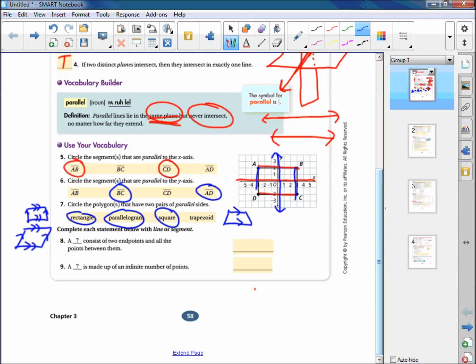Complete each statement below with line or segment. A blank consists of two endpoints and all of the points in between. Okay, so that's going to be a segment. The segment has endpoints, lines do not. So this is a segment. It has our two endpoints and all of the points in between. By the way, there's an infinite number in between. Okay, and a blank is made up of an infinite number of points. So this one's going to be a line. Both of them have an infinite number of points, but the line doesn't have anything in it about two endpoints.